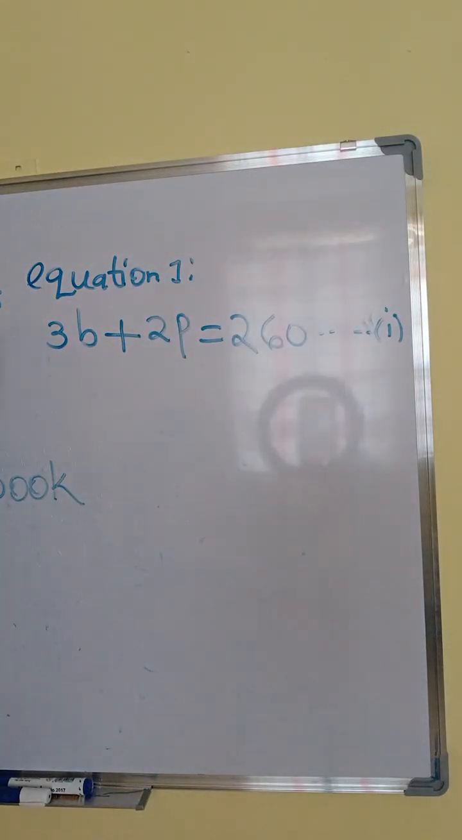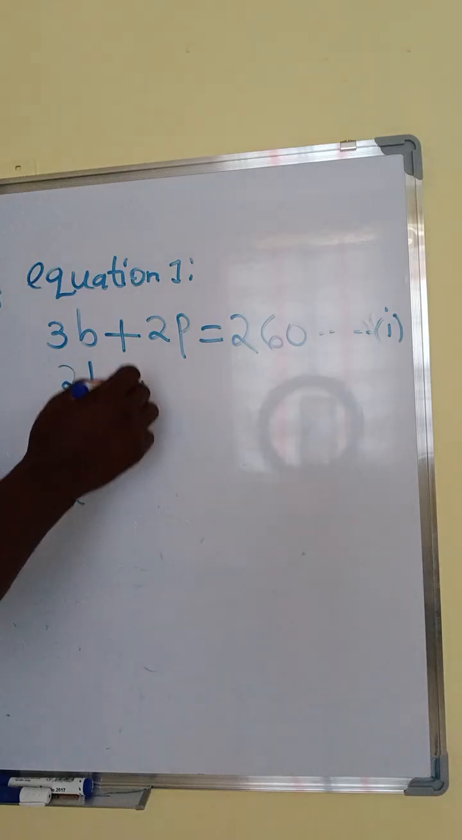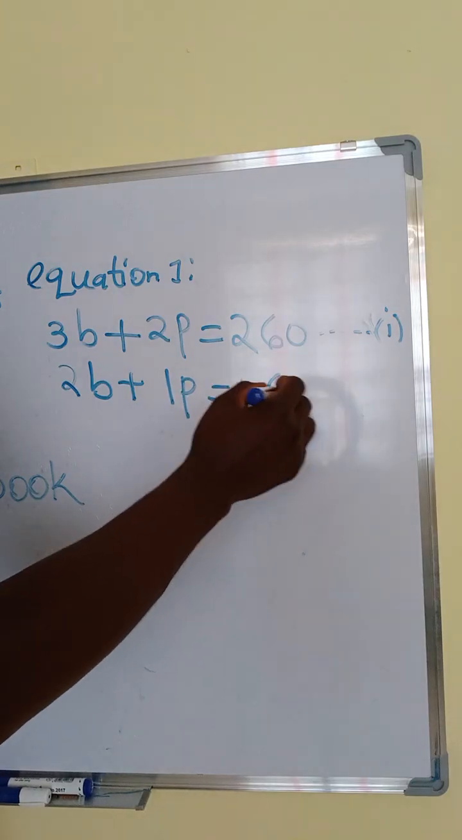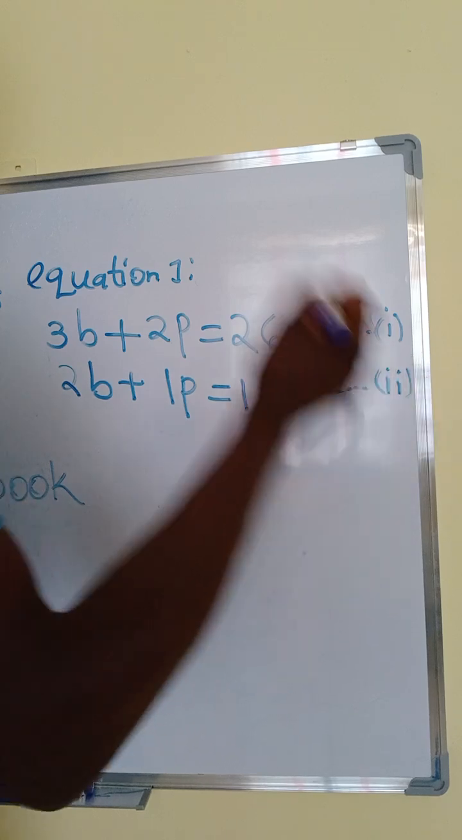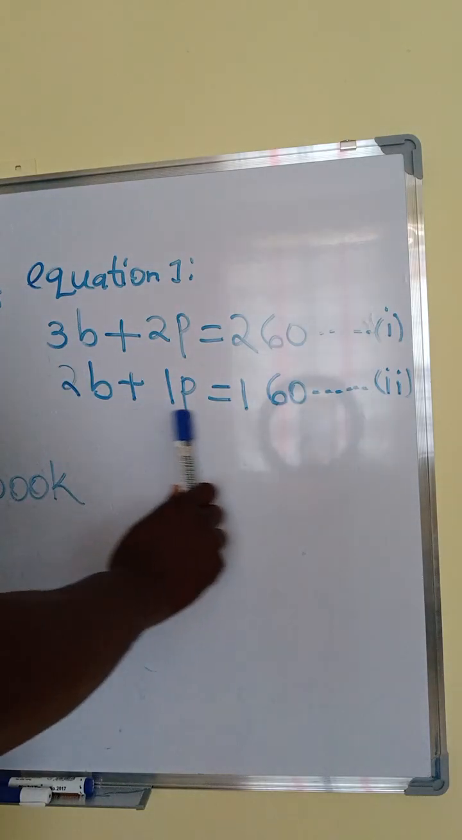Then there is another equation you need to create, called equation 2. So for equation 2, which says 2 books and 1 pen cost 160 shillings, you create equation 2. So 2 books and 1 pen cost 160 shillings. This becomes your equation 2. So step number 1, we've said you create the 2 equations, equation 1 and equation 2.